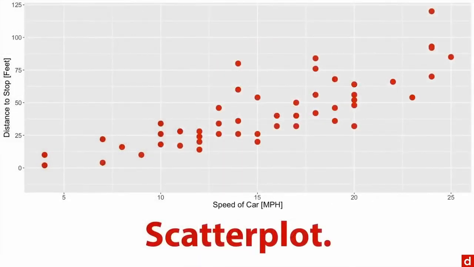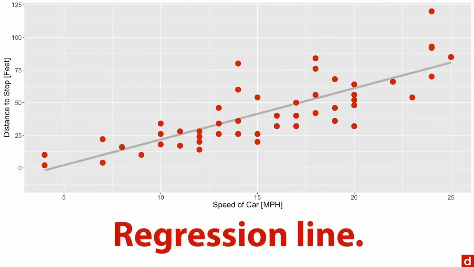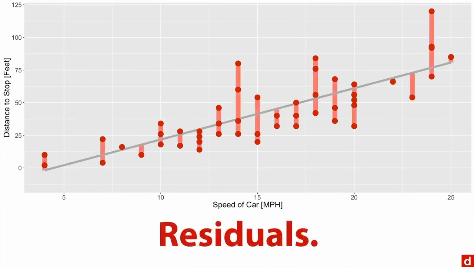Let's take a scatter plot here of an association between two variables. This is actually the speed of a car and the distance to stop from about the 20s, I think. We have a scatter plot here and we can draw a straight regression line through it. Now, the line that I've used is in fact the best linear unbiased estimate, but the way that you can tell that is by getting what are called the residuals.